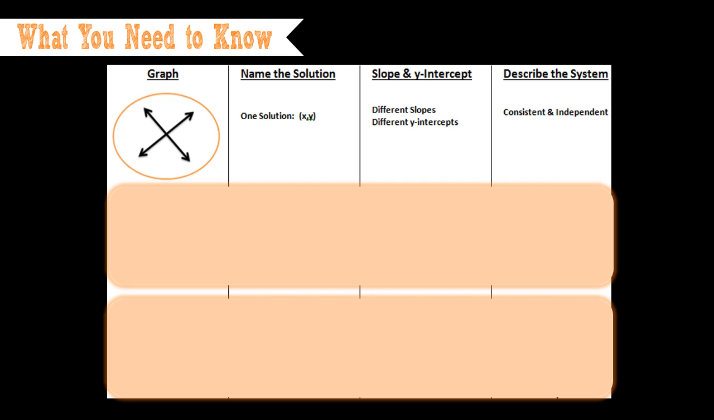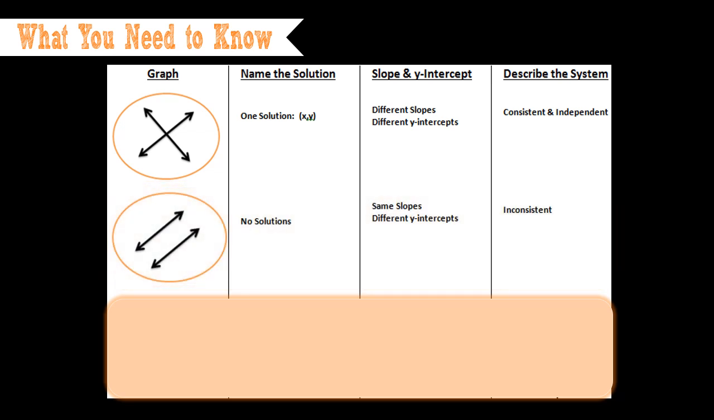We have our little graphic organizer here of the types of solutions that you might see when given a system. So the first scenario is when we have a solution, when our two lines intersect one another. In that situation, remember, our equations have different slopes and different y-intercepts, and when we describe that system, we say that the system is consistent and independent.